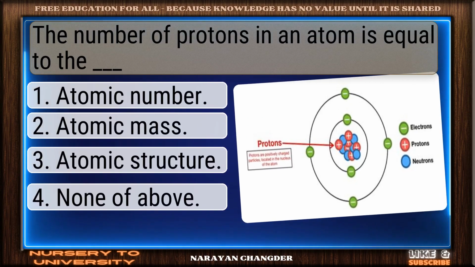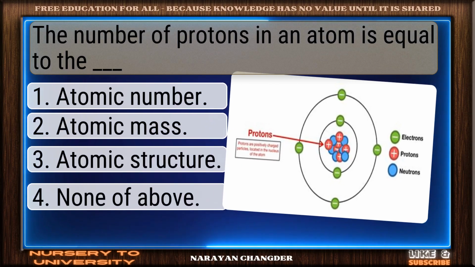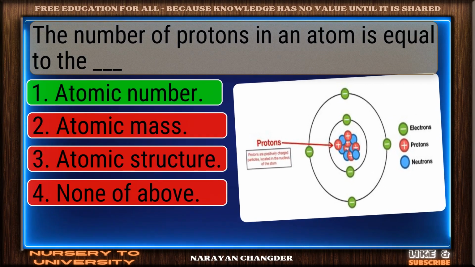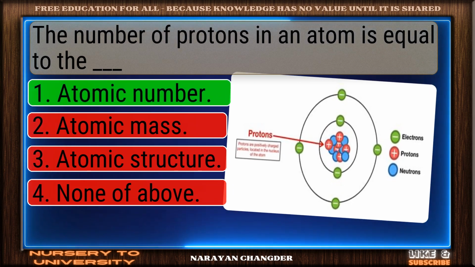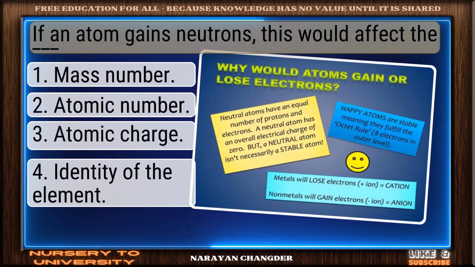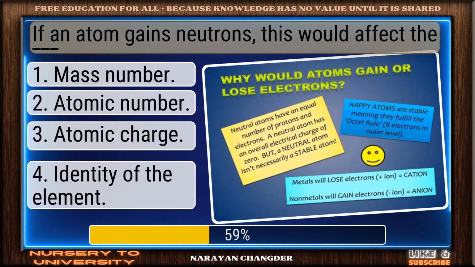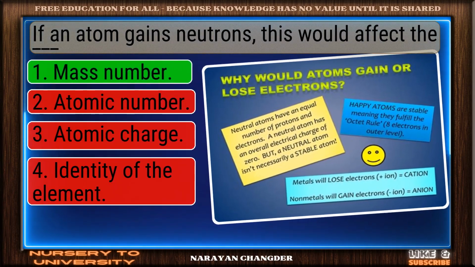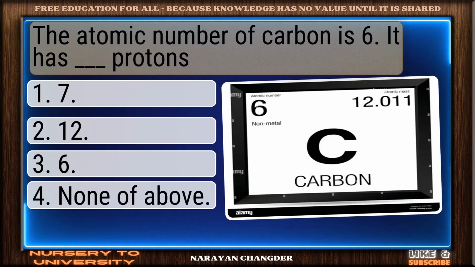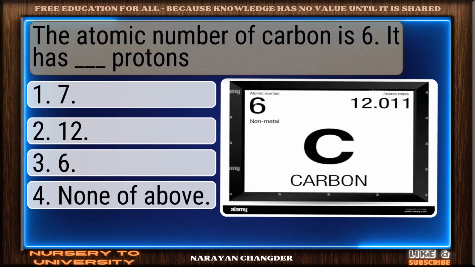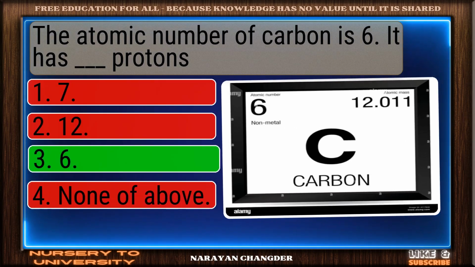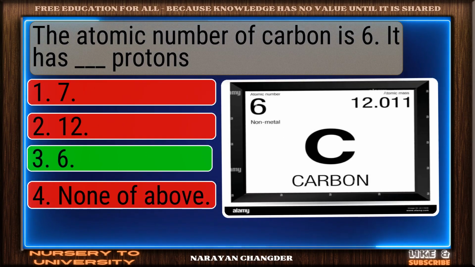The number of protons in an atom is equal to the dash. On track. Atomic number is the correct answer. If an atom gains neutrons, this would affect the dash. Correct response. Mass number is the most accurate answer. The atomic number of carbon is 6. It has dash protons. Good job, 6 works well here.